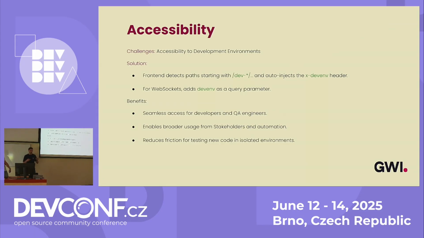We added a new functionality on our frontend, and now it detects the path we request, and if it starts with the prefix dev-something, it automatically adds this value as the dev header, or for the WebSocket cases, as a query parameter. So people don't need to have extensions or an extra setup to be able to hit their development environments. They just need to set the proper path, and the system will take care of the routing. So after this change, the development environments are accessible from engineering and non-engineering teams and our automated tests.